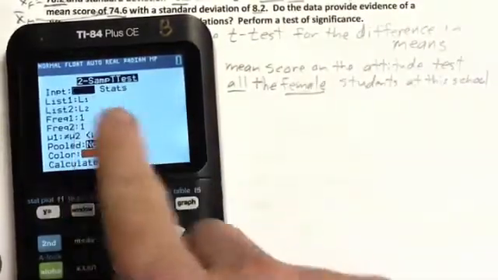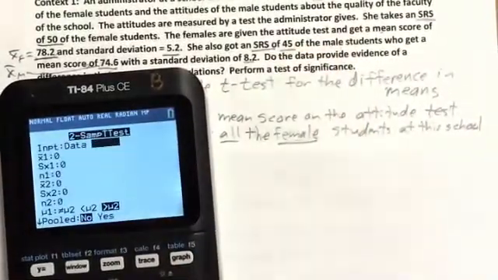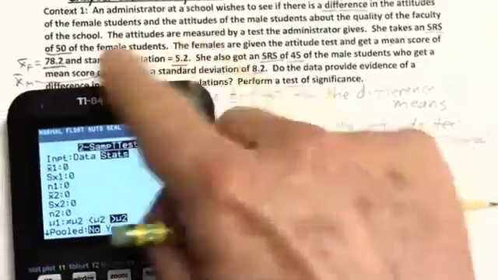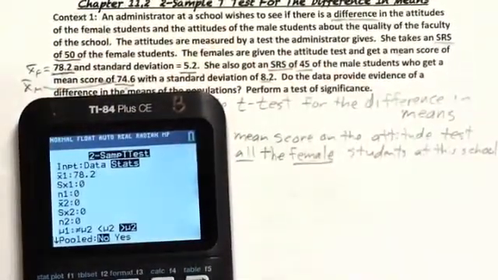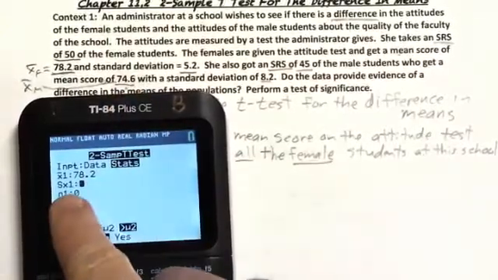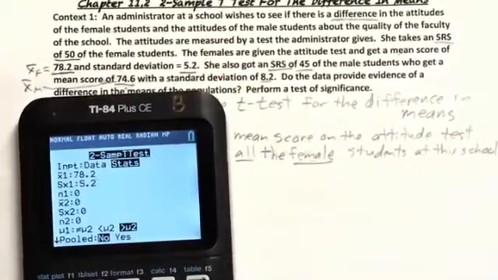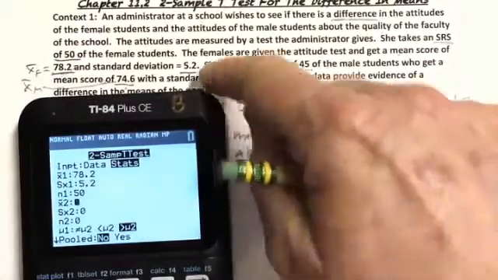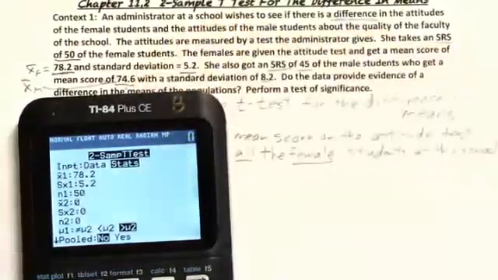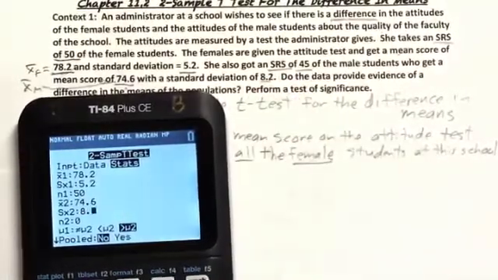Now, in this case, we aren't given the data. We aren't given lists of numbers. We're given the stats. So we hit enter on stats. And so, okay, our first x-bar is for the females at 78.2. So I'll hit 78.2. Our first standard deviation, that Sx1, that's our first standard deviation. And so that's 5.2, right like that. And then our first sample size is 50. And then for the males, the mean is 74.6. So I go 74.6. Very nice. And that's 8.2 is the male standard deviation. I like that. And so then we get 45.